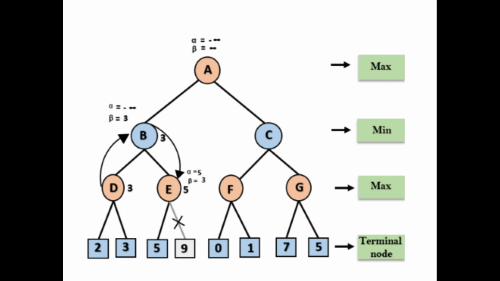Step 5. At the next step, the algorithm again backtracks the tree, from node B to node A. At node A, the value of alpha will be changed. The maximum available value is 3 as max(-infinity, 3) equals 3, and beta equals +infinity. These two values now pass to the right successor of A, which is node C. At node C, alpha equals 3 and beta equals plus infinity, and the same values will be passed on to node F.